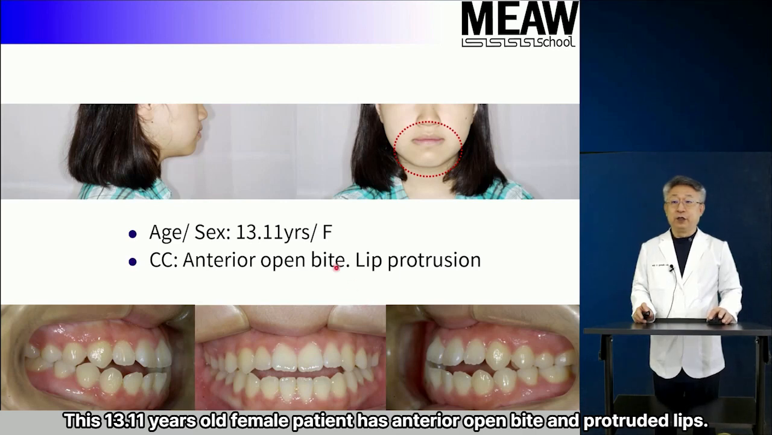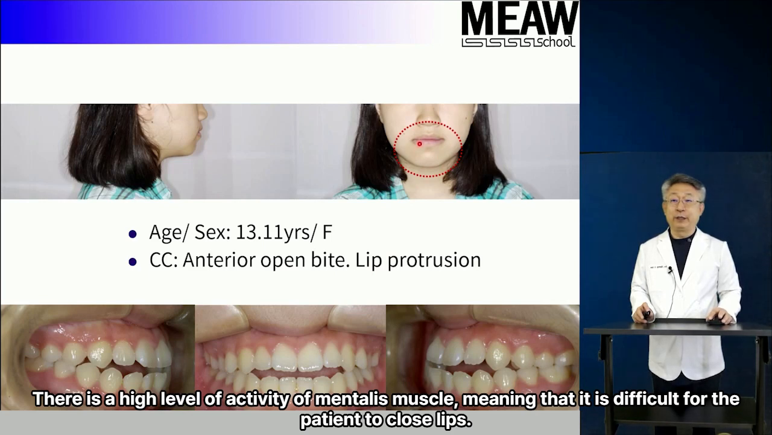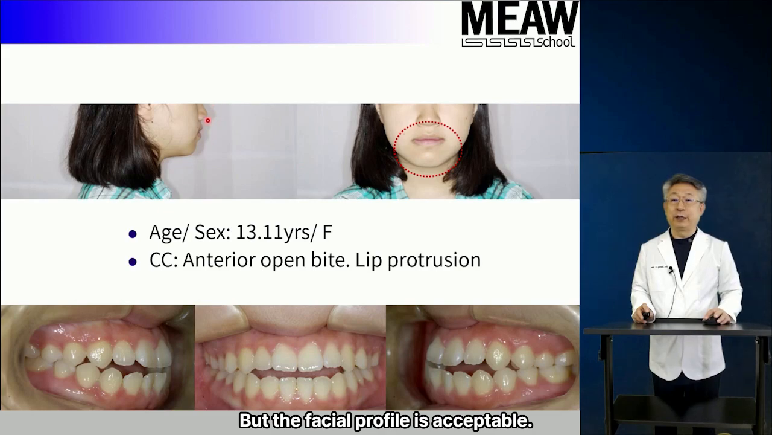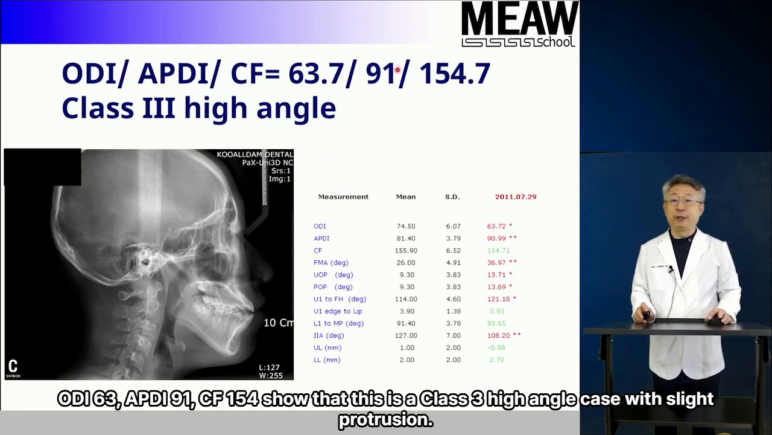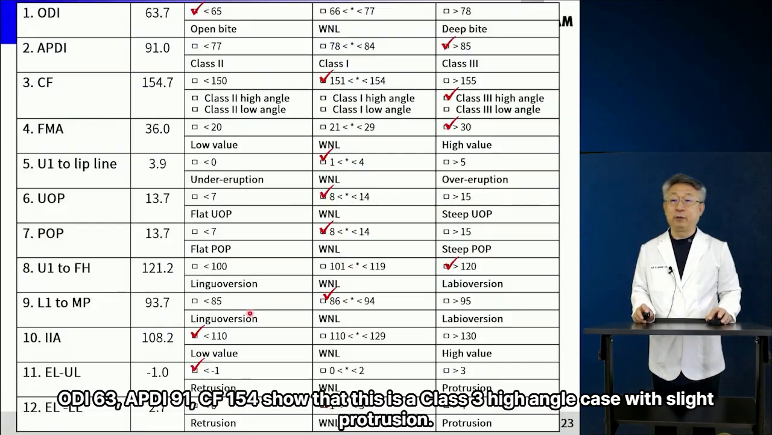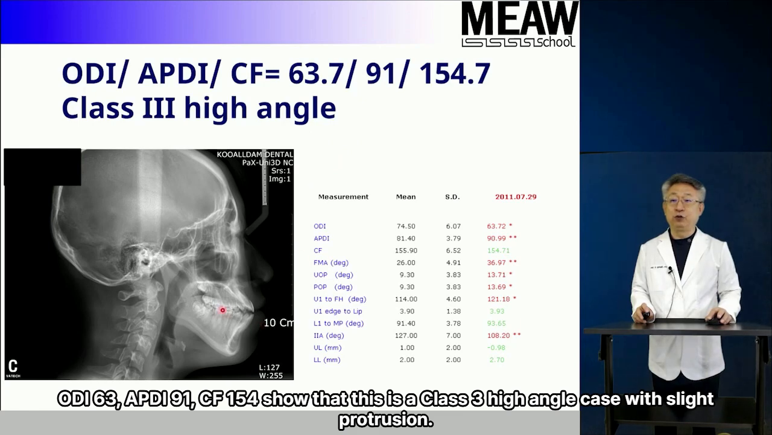This 13.11 years old female patient has anterior open bite and protruded lips. There is a high level of activity of mentalis muscle, meaning that it is difficult for the patient to close lips. But the facial profile is acceptable. ODI 63, APDI 91, CF 154 show that this is a class 3 high-angle case with slight protrusion.